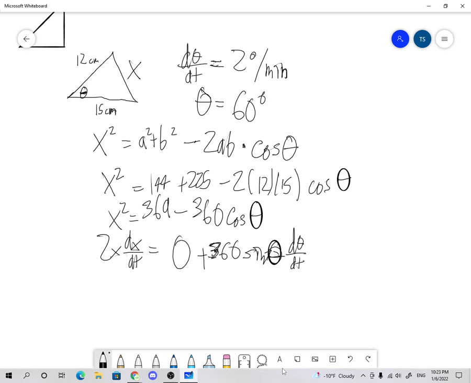Okay. So to simplify, just put dx/dt over here by its lonesome, because we're going to divide by 2x. So this will be 360 sine of theta over 2x. We're going to put times d theta/dt. That's just the easiest way to do it. And these are just going to cancel out. So this will become 180 over x. So I'm going to rewrite that over here.